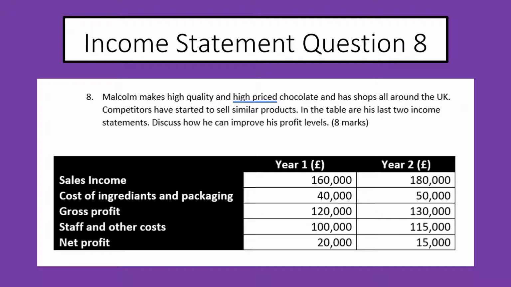profit levels. So when we're approaching a question like this, we need to look at what's been happening with his finances and then think, if the new competitors come in, what would happen to his finances in the future and what steps can he take? There's loads and loads of different options he could take. It's how we describe them that's going to get our marks.